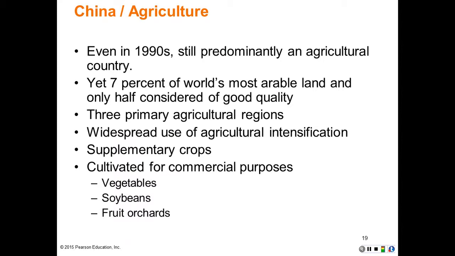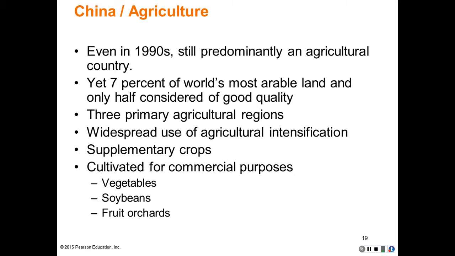Even in the 1990s, China was still predominantly an agricultural country, with only 7% of the world's arable land and only half of that considered good quality agricultural land. We discussed the 3 primary agricultural regions: oasis agriculture to the west, grains to the northeast, and rice to the south and southeast. There's widespread use of agricultural intensification, very heavy agricultural use of the land where agriculture is profitable.